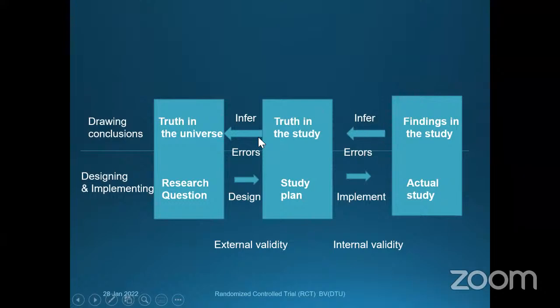The inferences are close to the truth in the study, and then that truth in the study will be close to the truth in the universe, and we can draw conclusions. So there are two terms here: external validity, internal validity. Whatever study is done with proper research technique gives the study internal validity, and external validity is if it is a randomized control trial, the results can be applied to the population from which the study is done.